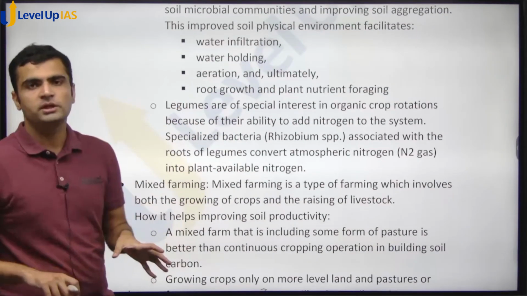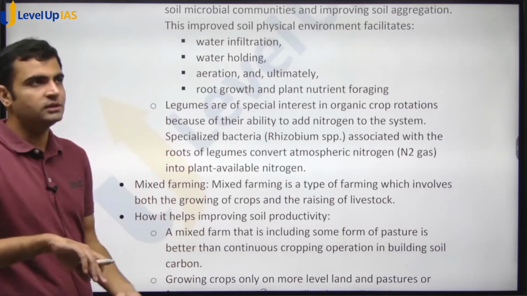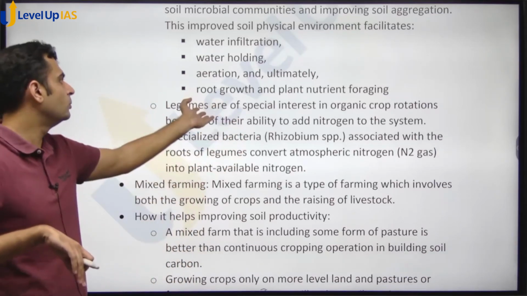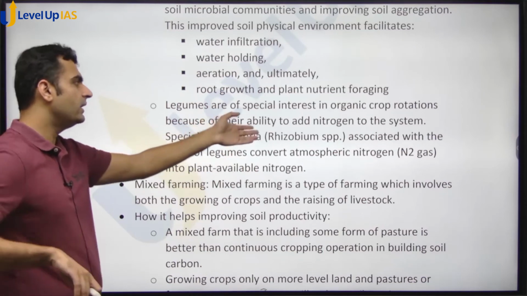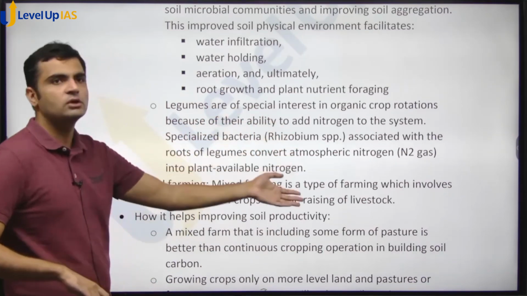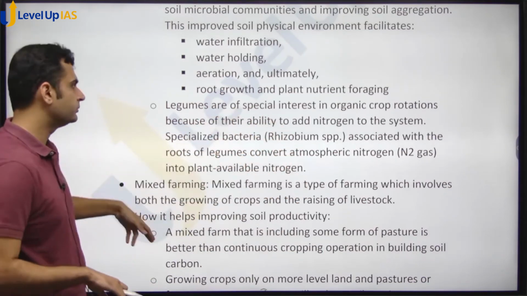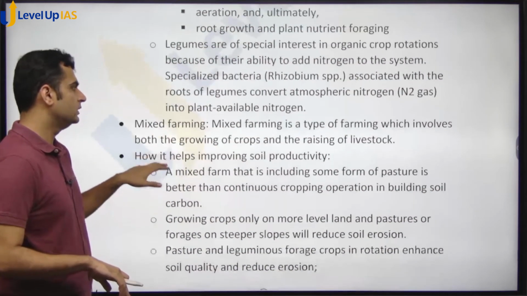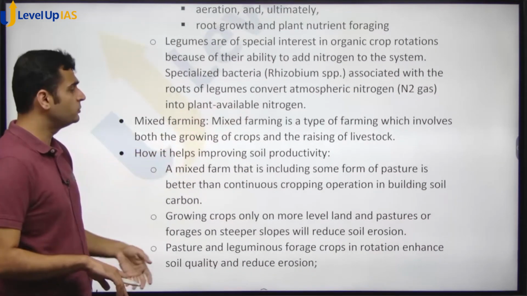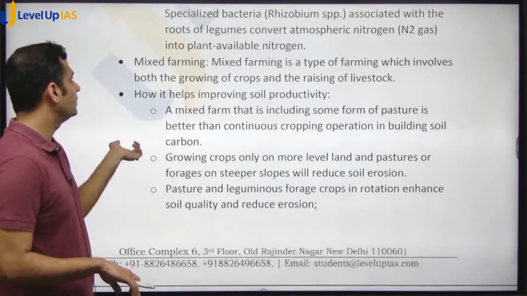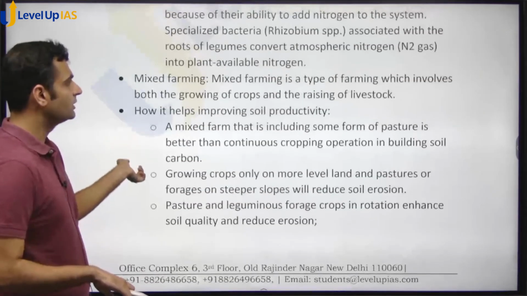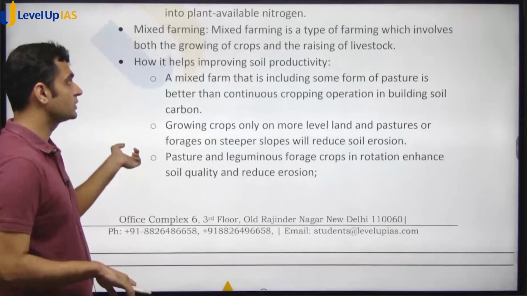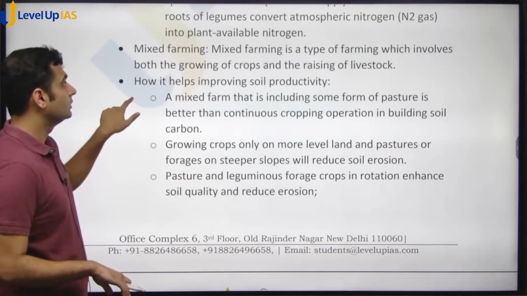Now, what happens in crop rotation is that one rotation is taken for leguminous crops. They will add nitrogen as well, because they have Rhizobium species in their root nodules. They will convert atmospheric nitrogen into plant-available nitrogen. So these are the benefits of crop rotation.